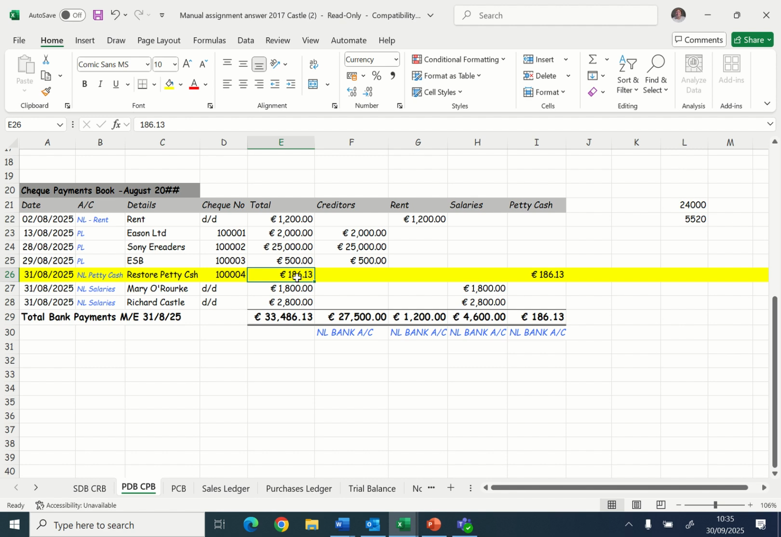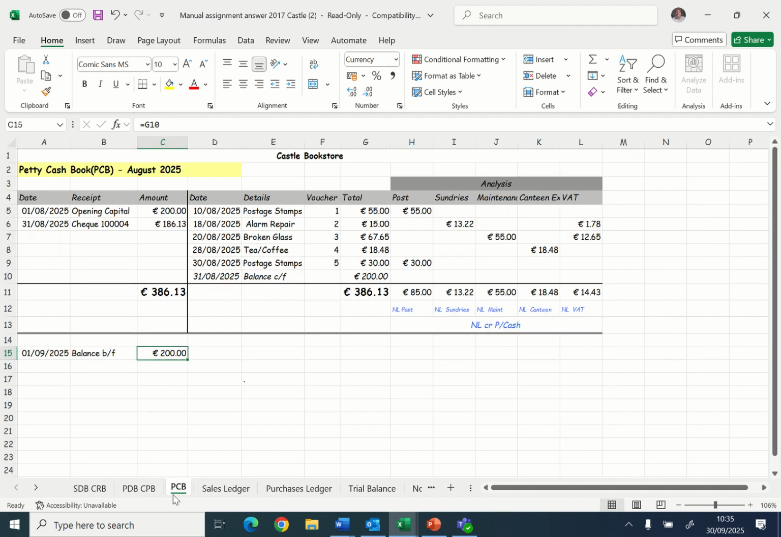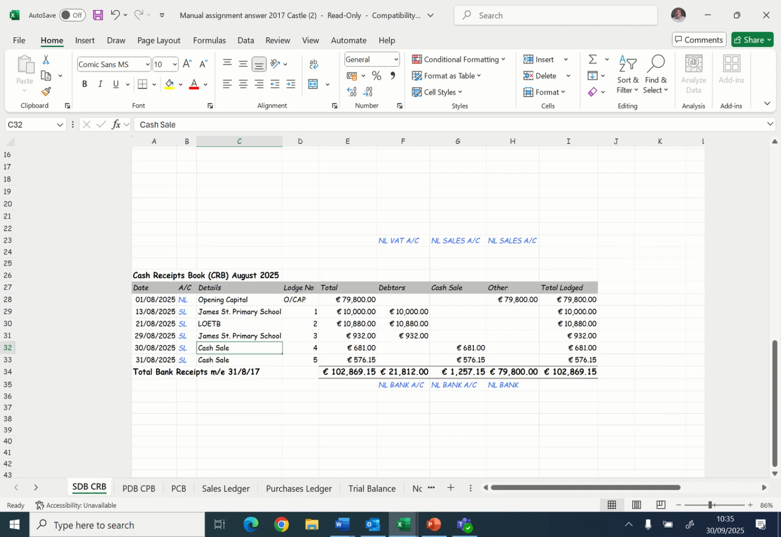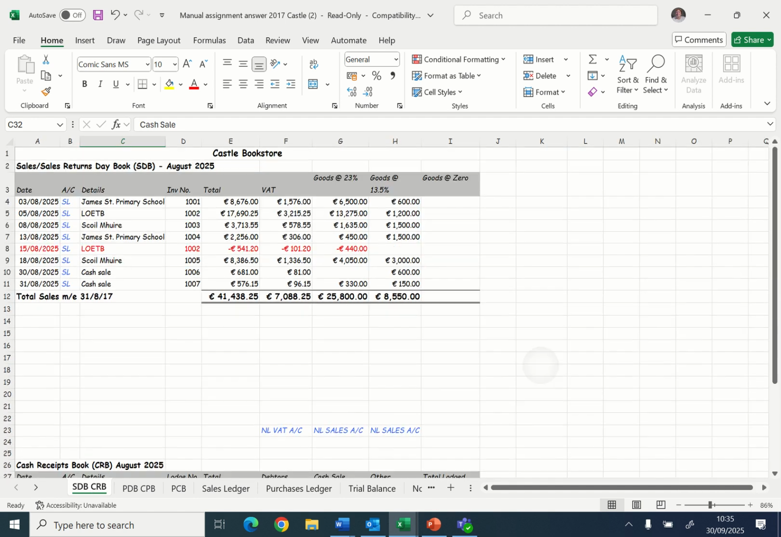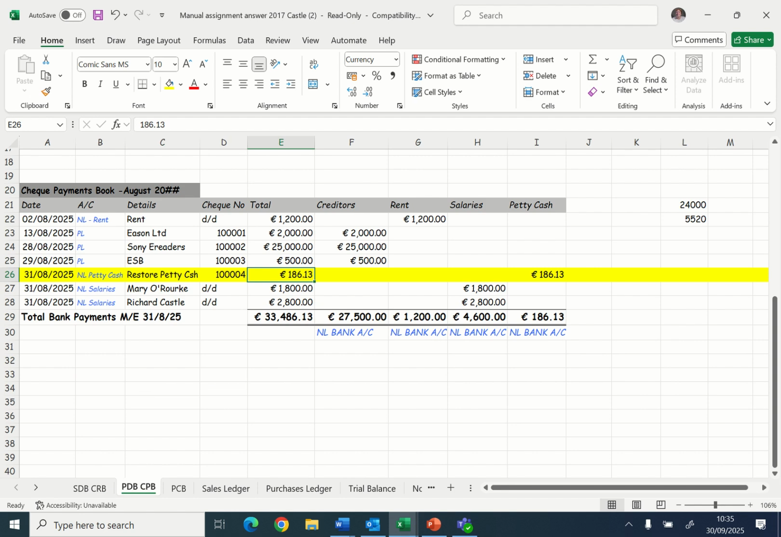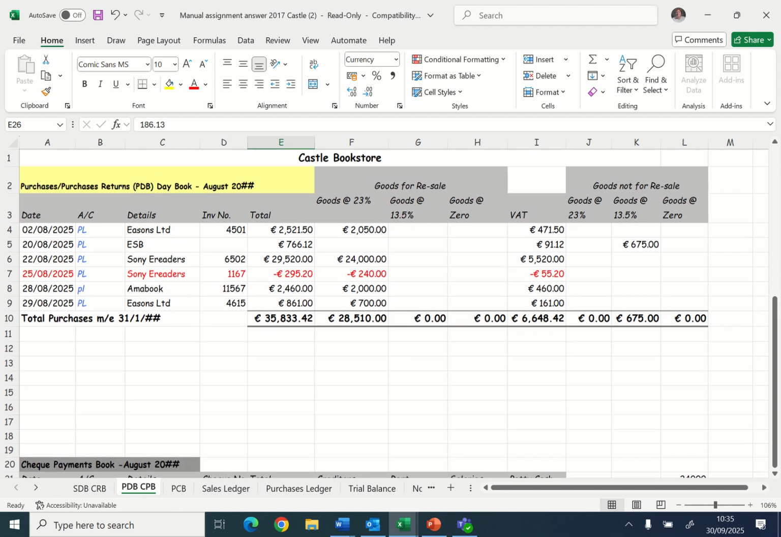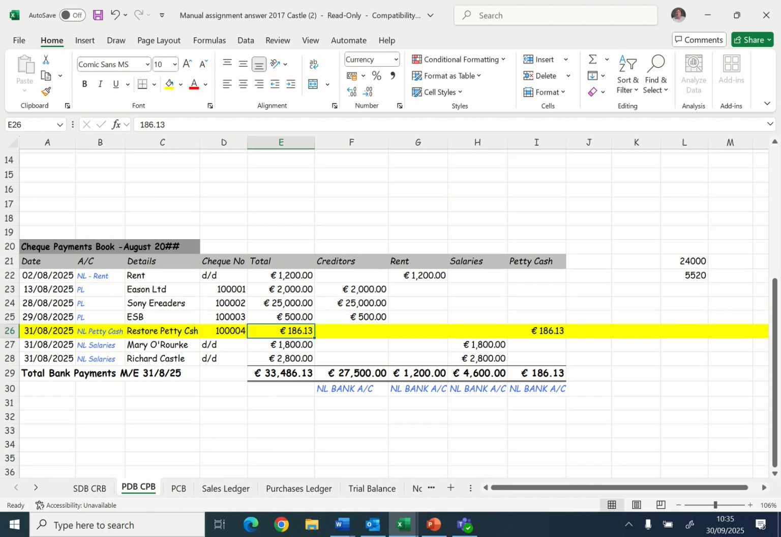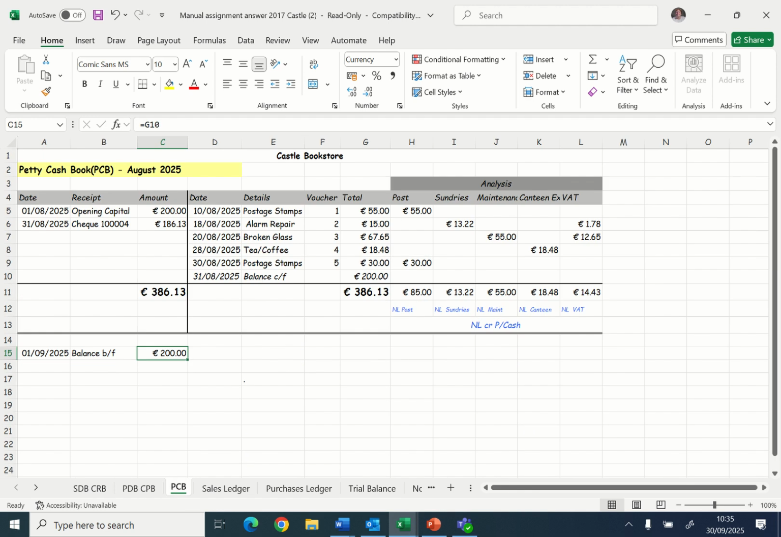Okay, so those are our 5 day books. So our sales day book, our cash receipts book, our purchases day book, our check payments book, and our petty cash book. Okay, so those are the 5 that we need to look after.